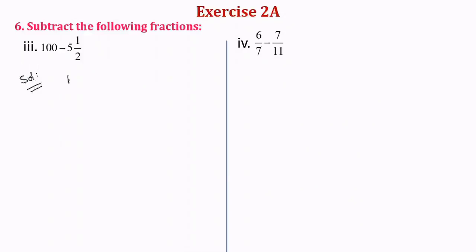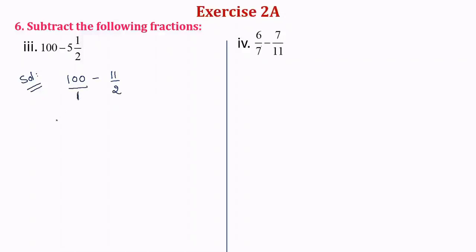You can write it as 100 minus. You can change this mixed fraction into improper, which is 2 5s are 10, 10 plus 1, 11 by 2. Now you can write 100 as 100 by 1 by making it a fraction. Any whole number, you can convert into a fraction by writing 1 in the denominator.